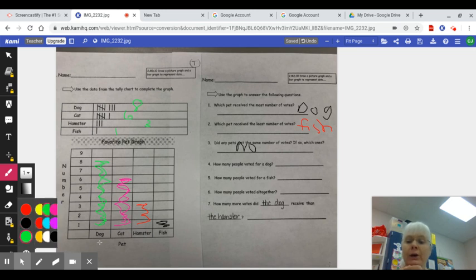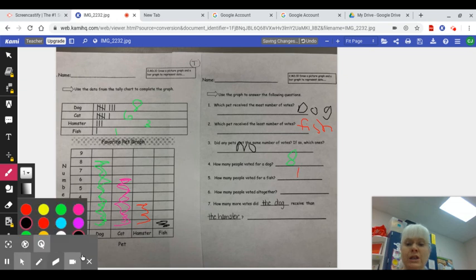Number 4 says, how many people voted for a dog? So I'm going to look at my bar graph. I'm going to go to dog, go all the way up to the top of the bar and see 8. 8 people voted for dog. Looking at the next question, how many people voted for a fish? I'm going to go to fish. I'm going to go up to the number 1 and say that 1 person voted for fish.